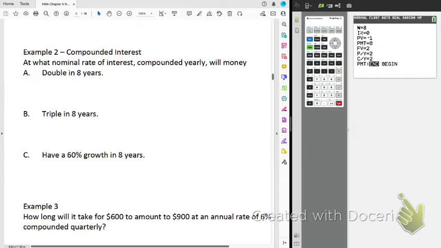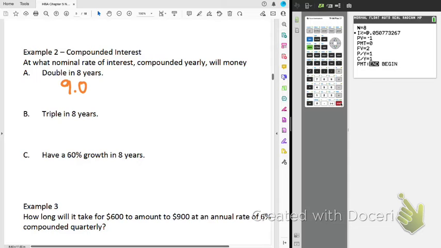I do also, at the bottom, have to change these 2 last parts to compounded yearly, which means each of them needs to be what? 1. And again, when I hit enter on that, it changes both. I scroll back up to the top, and I would like to solve for my interest rate. So again, what do we use to solve for the interest rate? Alpha enter. And we get 9.05%.